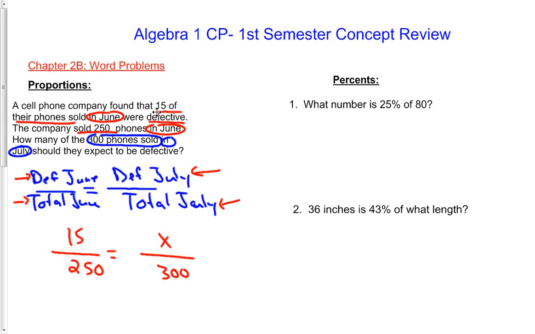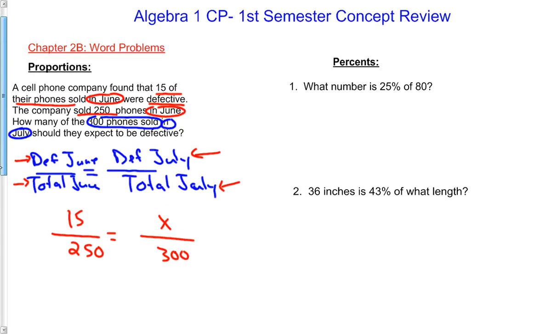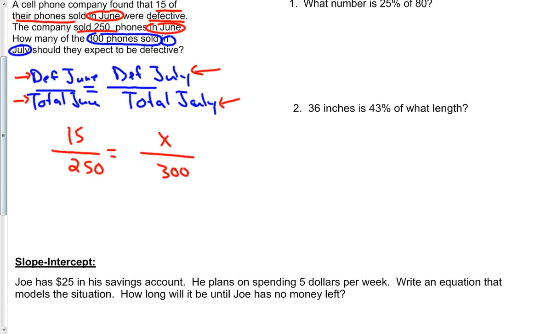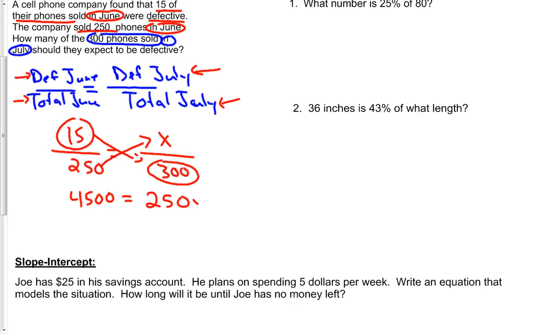So there's your setup. Now to solve these, it's actually fairly straightforward. You're going to cross multiply. And please, please, please use your calculator for this so you don't make any mistakes. The way I cross multiply, I'm going to go 15 times 300, and that gives you 4,500. So again, cross multiply, you just take the top one here times the bottom one here. So 4,500 equals 250 times x, which is 250x.